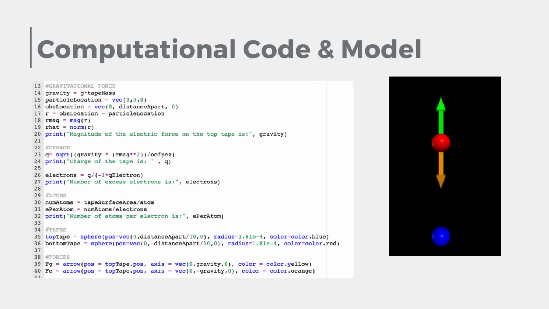Regarding the actual code used to calculate the magnitude of the electric charge, I first found the magnitude of the electric force on the top tape. Using this number, as well as Coulomb's law, I determined the charge of the tape. I have also calculated the number of excess electrons and atoms per electron using the tape's surface area and the mass of each of them. So as you can see, the model generated is to the right.